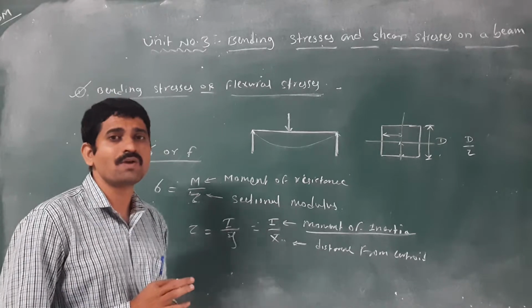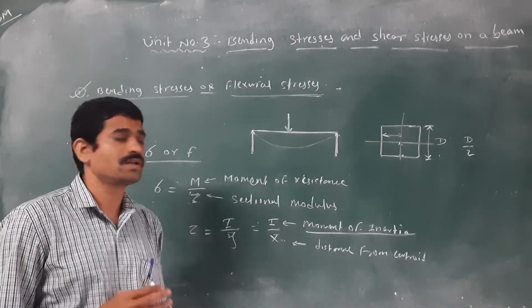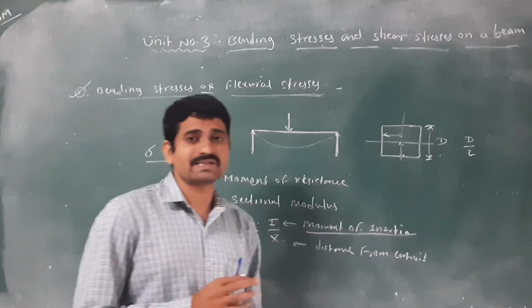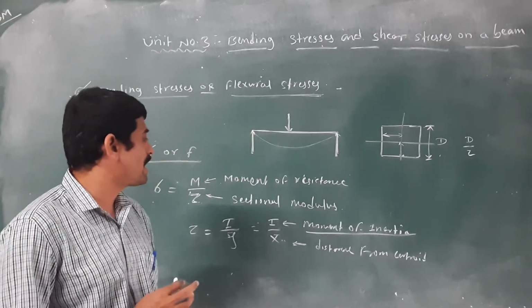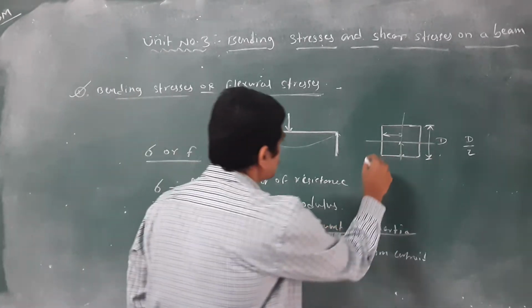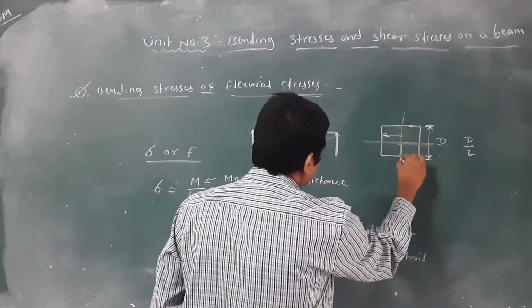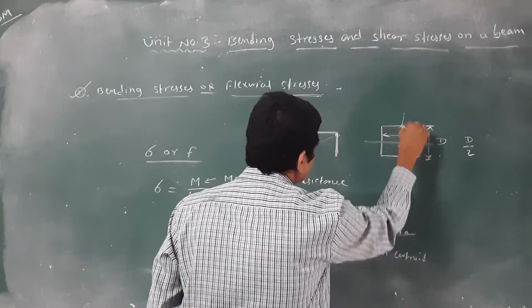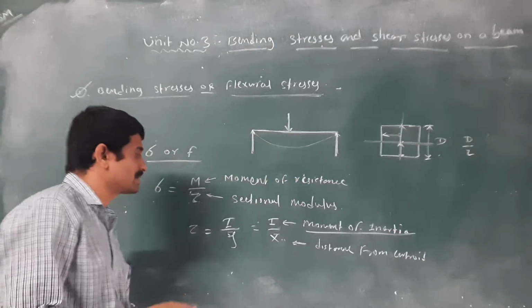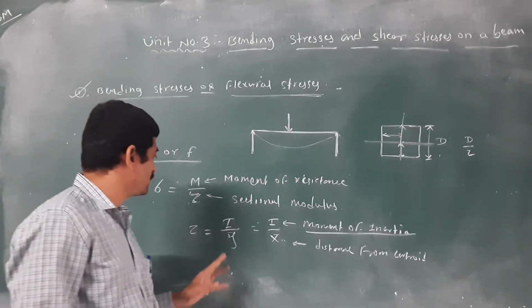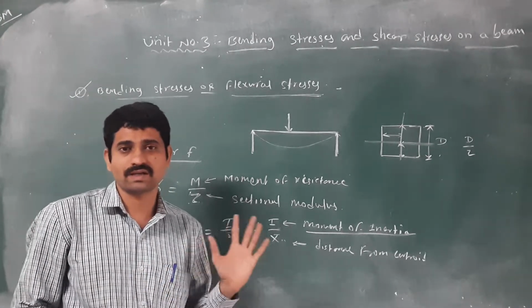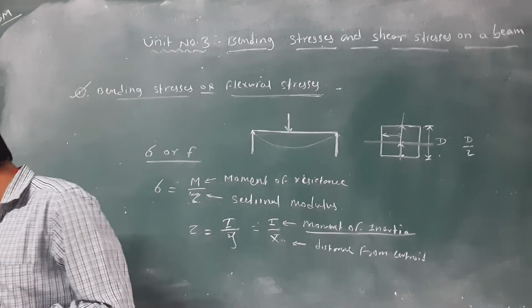It is the ratio of moment of inertia to the centroid distance from its neutral axis. Check that. Here the neutral axis is at the center. From any base or top, you will get the half distance. This is called the y bar or x bar. You can easily calculate those two values.